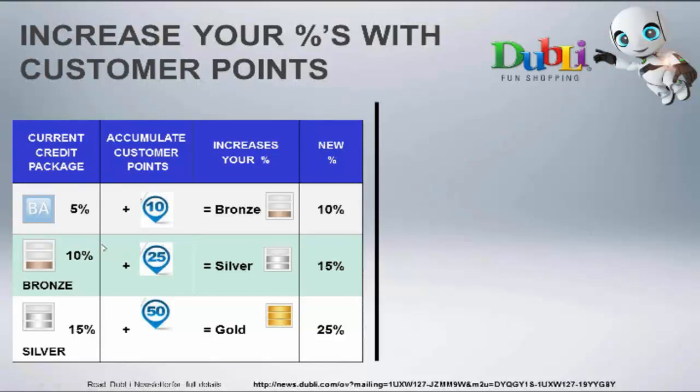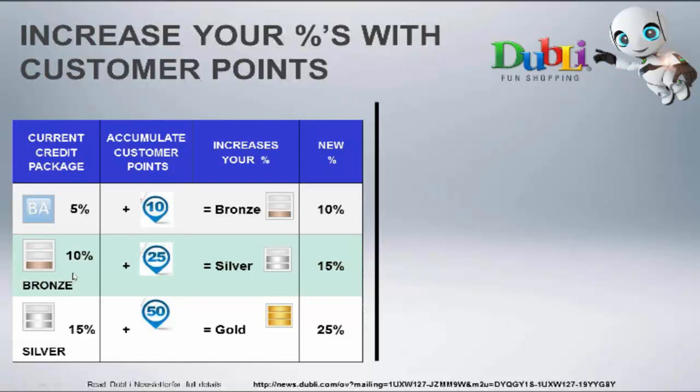If you currently only hold a license and you're buying your credits at 5% discount, you can accumulate 10 customer points and increase your percentages to bronze, which we know is 10%. Or you could accumulate 25 points and increase it to silver. Or you could increase your customer points to 50, which would increase your percentage to 25%, which is the equivalent of a gold package. So you can do this with any of these in any combination.